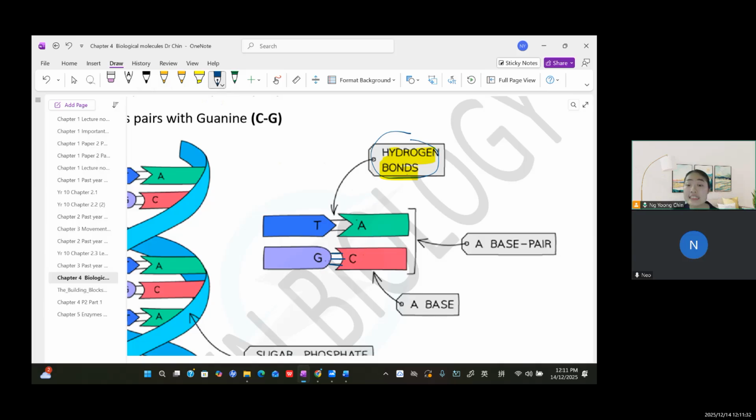It's called ATCG. So this is called as what? This is called complementary base pairing. So you always have A to T, C to G.